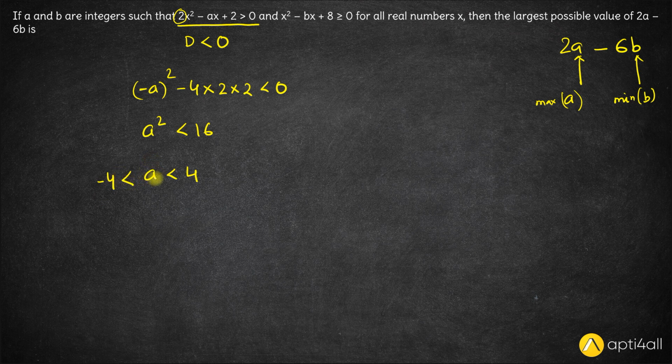So what is the highest possible value of a? Since a has to be an integer which is less than 4, the highest integral value of a possible will be 3. So the maximum value of a is 3.